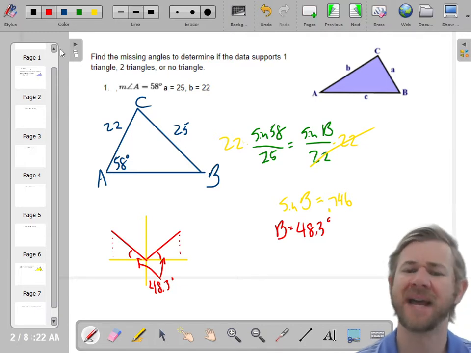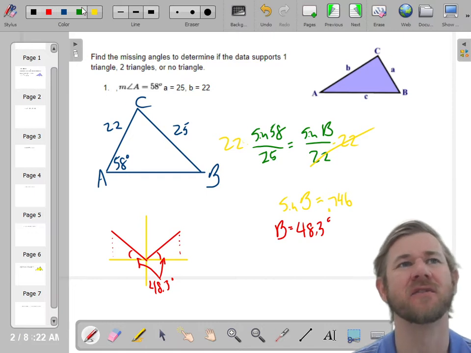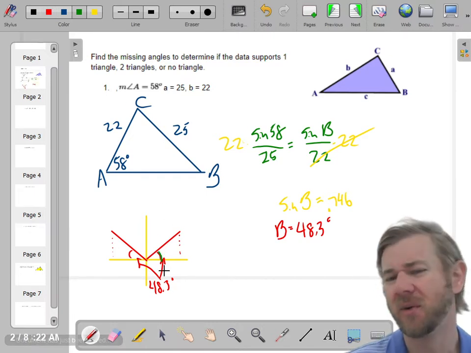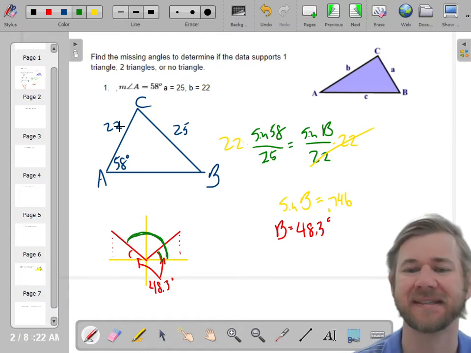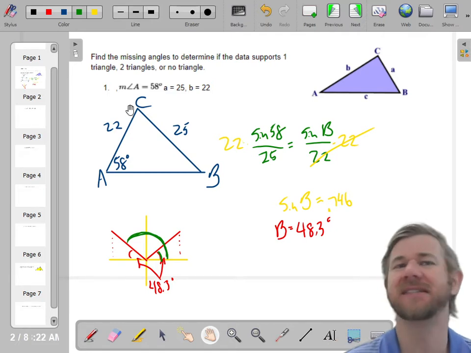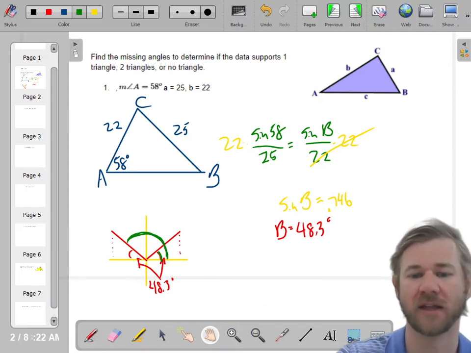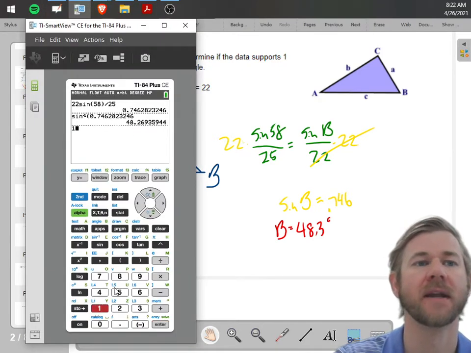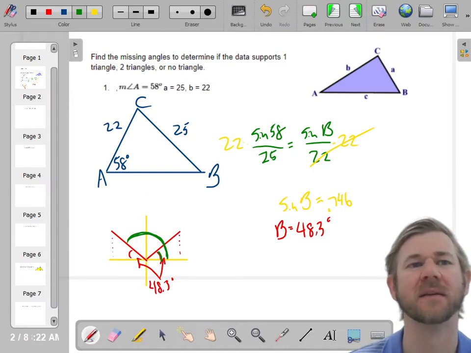But what we're going to do now is see if it's possible that instead of the 48.3 degrees, we were actually talking about this angle, which is the one that is supplementary to 48.3 degrees. And the way that you determine that is you just see if it's possible. So I'm going to take 180 minus 48.3 and get 131.7. So this is the weird thing. 131.7.